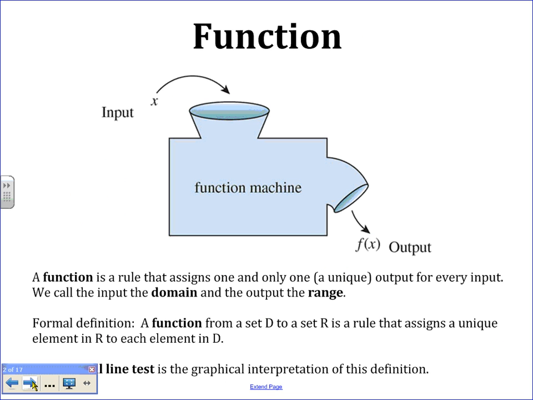So first we just need to talk about functions, right? You first learned about functions as a function machine. A function is a rule that assigns one and only one unique output for every input. We call the input the domain and the output the range.